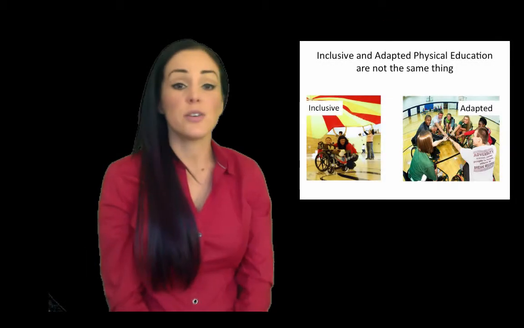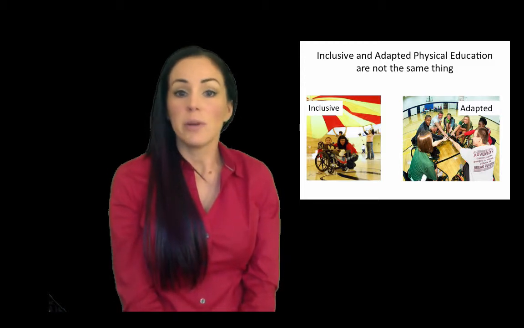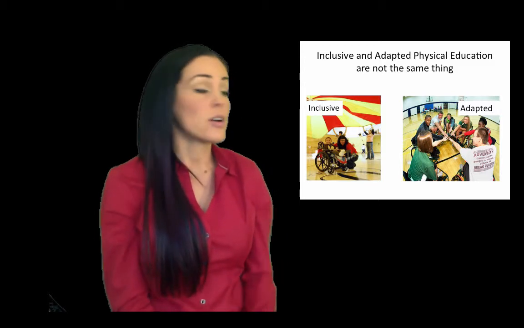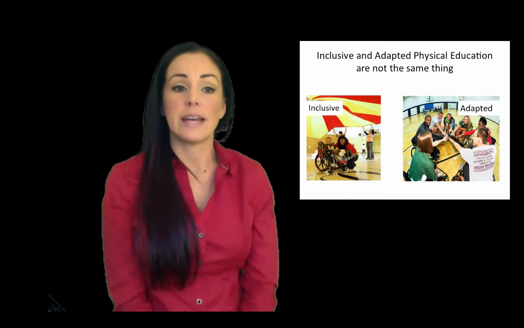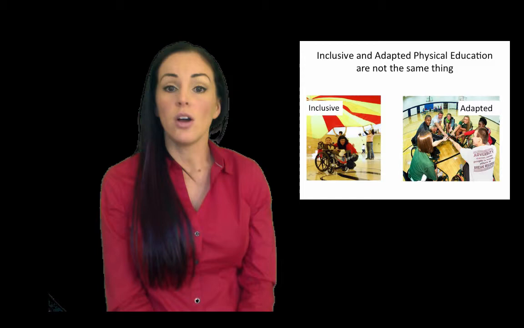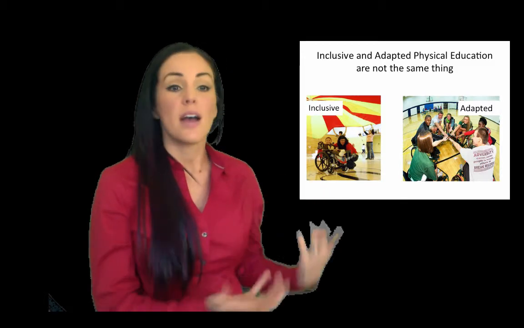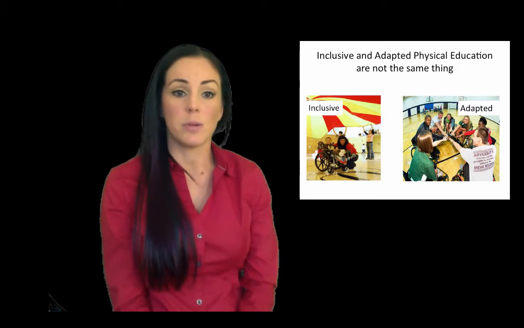From the picture here, you can see that inclusive and adaptive physical education do not appear to be the same. In the picture on the left, that is an inclusive setting, you have an instance where individuals both with and without disabilities are educated together. So you see one child in a wheelchair, everybody else is standing, they have no disability.